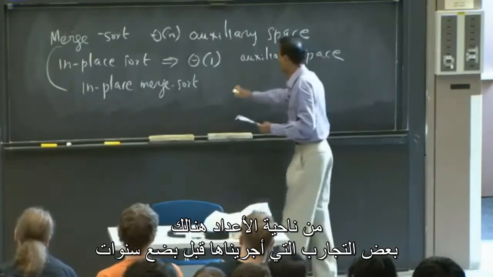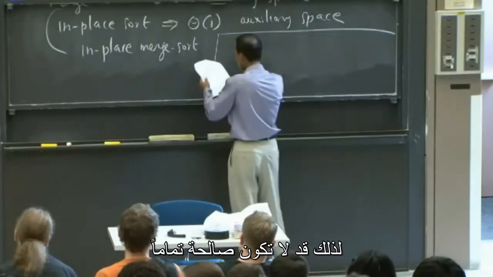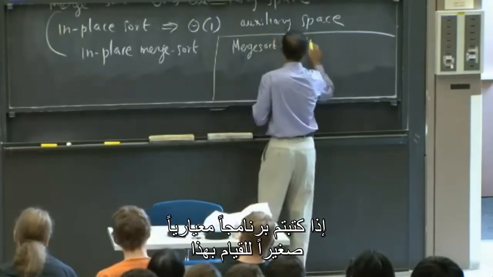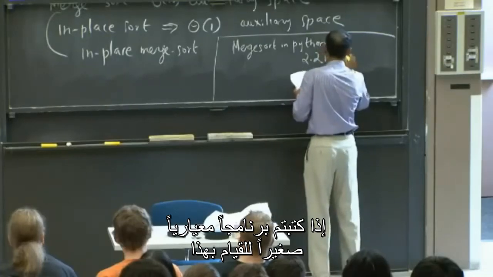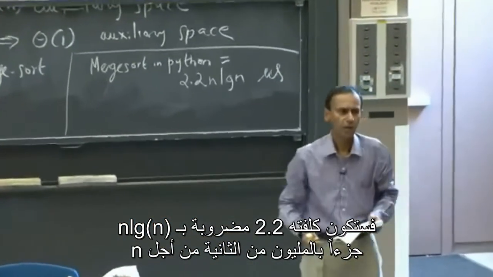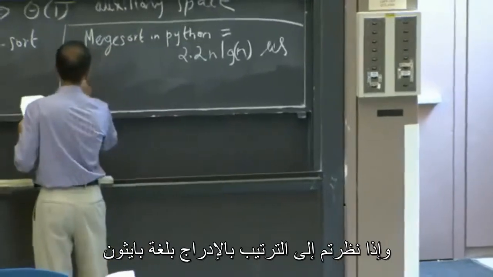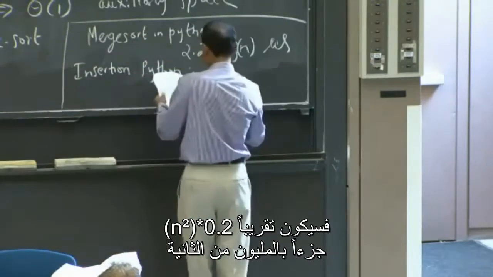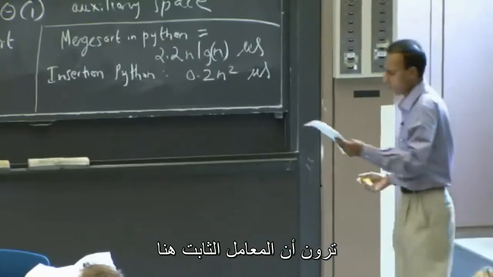In terms of numbers, from some experiments we ran a few years ago, so these may not be completely valid, merge sort in Python, if you write a little curve fit program to do this, is 2.2 n log n microseconds, for a given n. So this is the merge sort routine. And if you look at insertion sort in Python, that's something like 0.2 n squared microseconds. So you see the constant factors here.